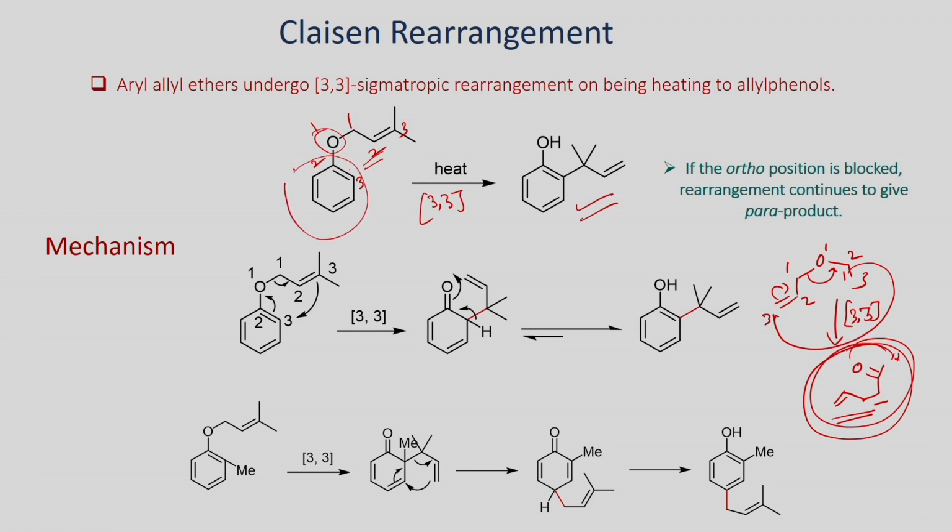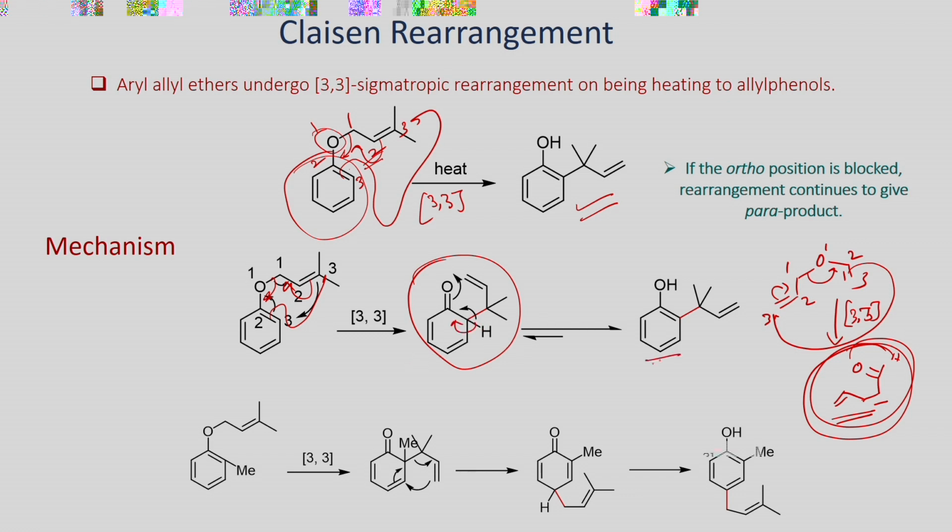Similarly, when you have this aryl allyl ether, this also, when you heat it, can undergo sigmatropic rearrangement as shown here. In this case you break this bond, and you can come here and it can go here, then it will come here. You get this derivative by 3,3 sigmatropic rearrangement. Once we have this one, it can convert into this. If you do not have any substituent at the ortho position, you will be able to get this compound.